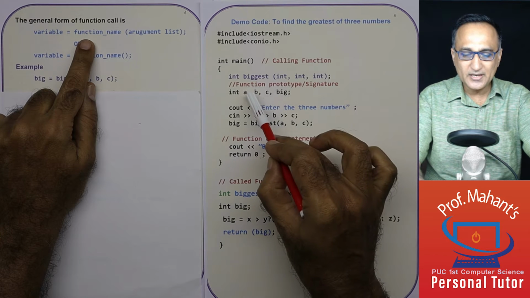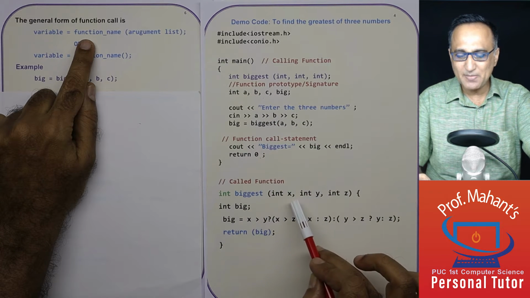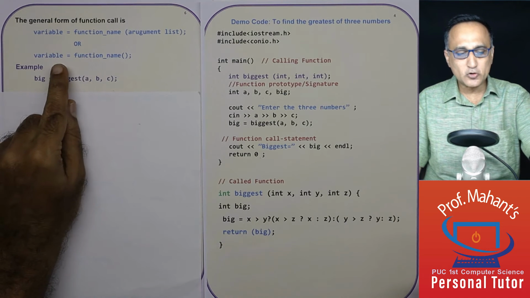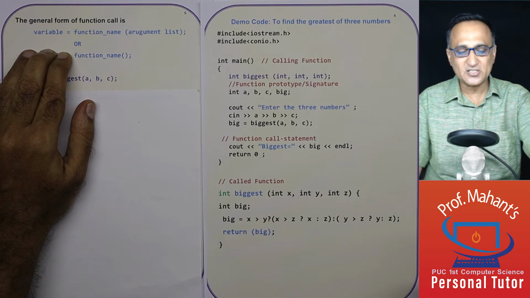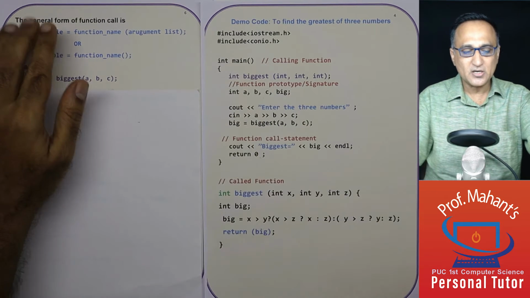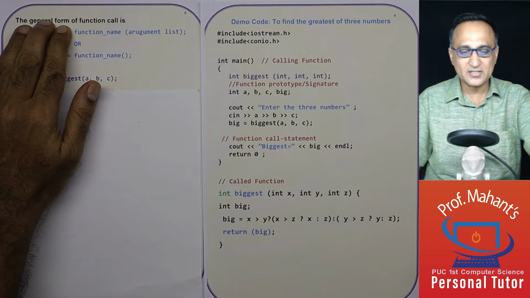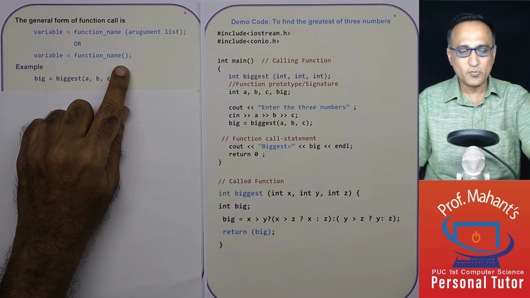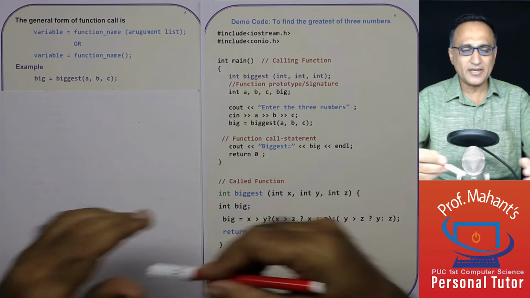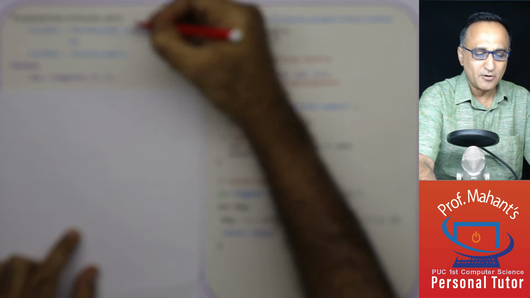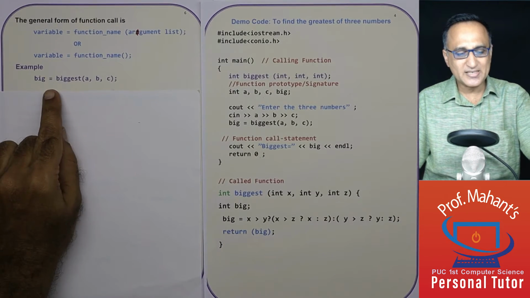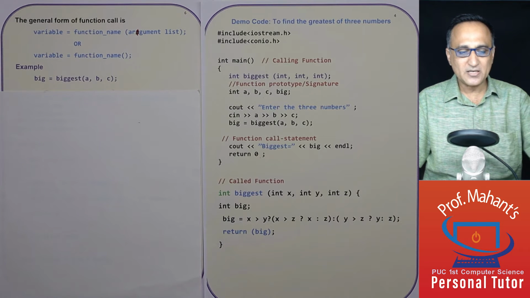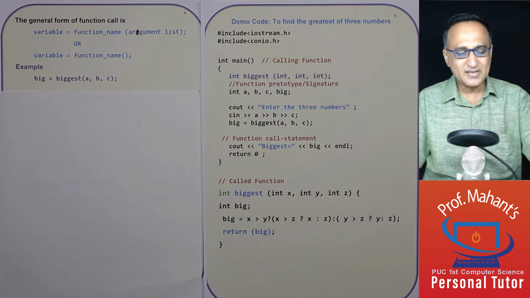You need to ensure the data type of a comma b comma c is the same as x, y and z. Otherwise you won't get correct results. It is also possible to call functions just with the function name without an argument list, just the function name with an argument list, or you can have a variable and a function without any arguments. We'll take a look at these over the next couple of videos. Now here I have shown you that example, big is equal to biggest a comma b comma c. Function name biggest, parameters or arguments are a comma b comma c.